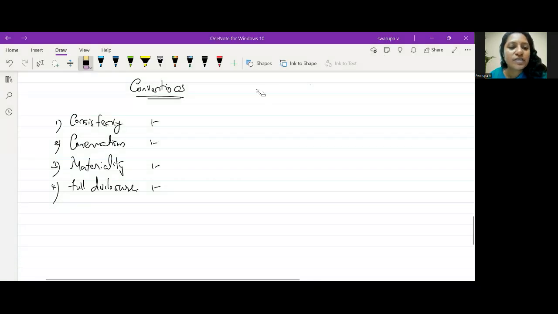So next we are going to see accounting conventions. There are 4 accounting conventions: consistency, conservatism, materiality, and full disclosure. All these accounting conventions are guiding principles to the accounting concepts. Accounting concepts tell you how to record the transactions.